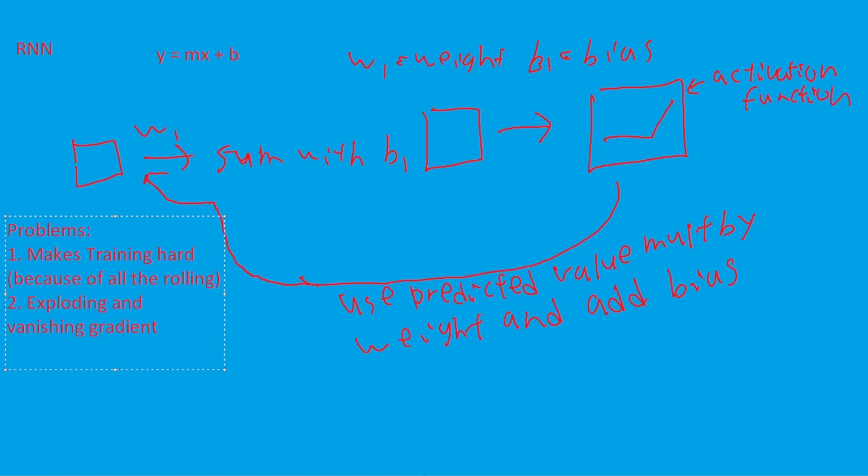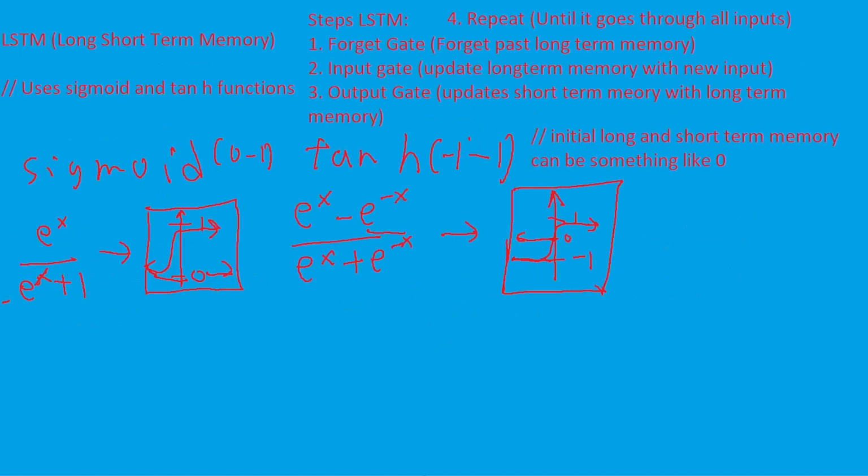So, how do we solve the exploding and vanishing gradient? Or how do we not lose our information after the weights are multiplied so many times that we just lose all information and we just get a huge number or 0? This has a solution where we go over LSTMs, long short-term memory. LSTMs use two different functions. They use the sigmoid and the tanh function.